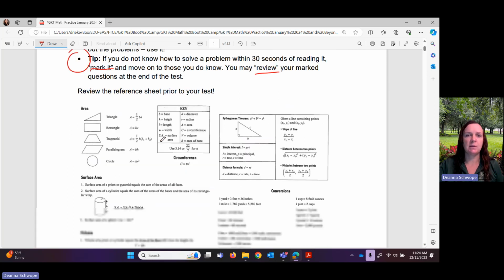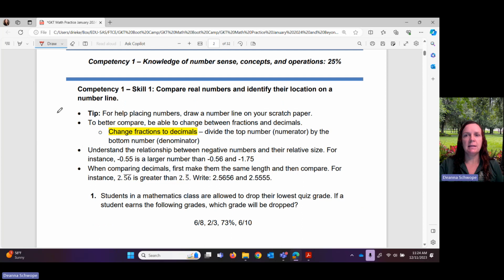So let's move on to competency 1. The way I designed these is that each section of the boot camp is based on each competency. There are 4 competencies. The first one is knowledge of number sense, concepts, and operations, which is 25% of the test starting January 1st, 2024.